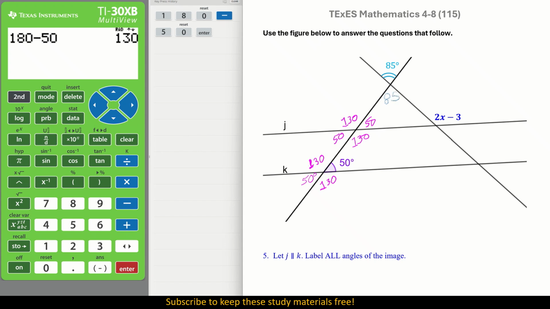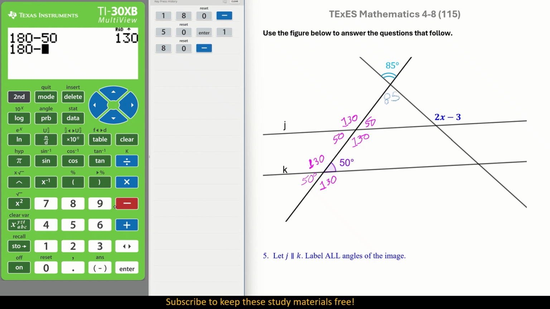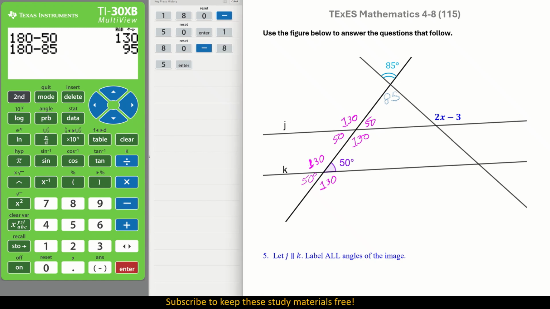Now let's go to our calculator. 180 minus 85, that's going to give us 95. So that says you can have 95 here and 95 here. Now that is not an intersection that is a transversal, but not here. This is the intersection of the two transversals. So we can't do anything else with those except for one thing.